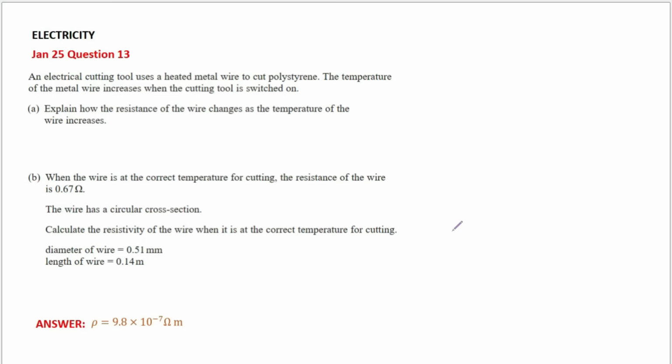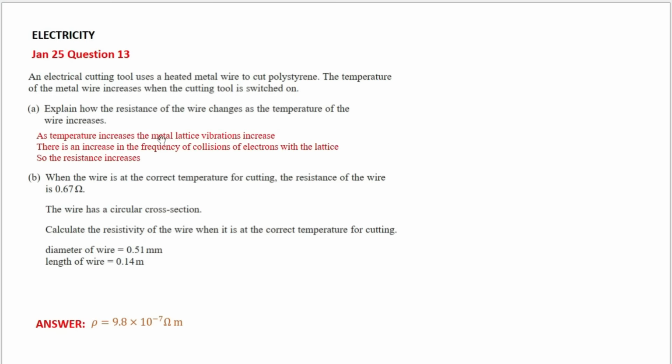Let's look at the section B questions now for electricity. An electrical cutting tool uses a heated metal wire to cut polystyrene. The temperature of the metal wire increases when the cutting tool is switched on. Explain how the resistance of the wire changes as the temperature of the wire increases. Right? So for this, you have to visualize actually. When electrons flow through a metal wire, they collide with the lattice ions. Lattice ion vibration increases and the resistance also increases.